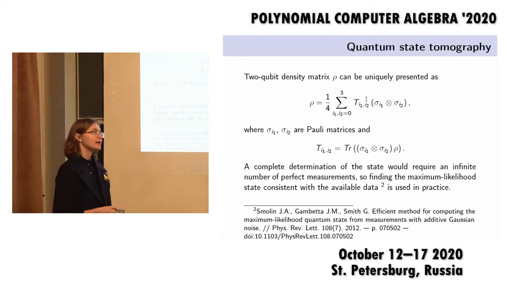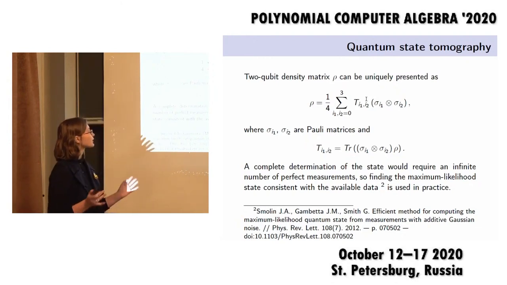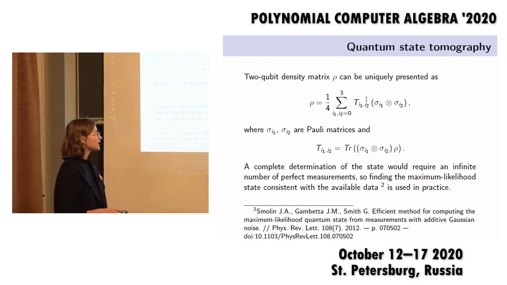These values can be theoretically calculated from the measurement results in different bases, but in practice it will take an infinite number of perfect measurements. So in practice for quantum state tomography people use other methods like maximum likelihood estimation, and we used IBM software which uses this technique, and in this work this technique is defined.